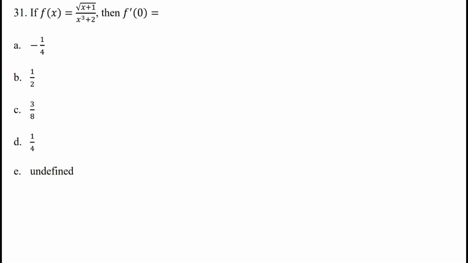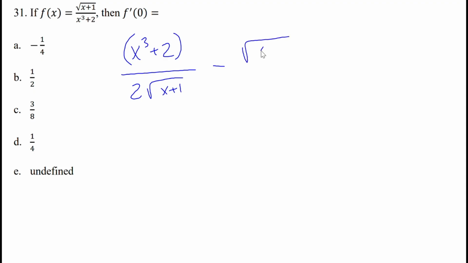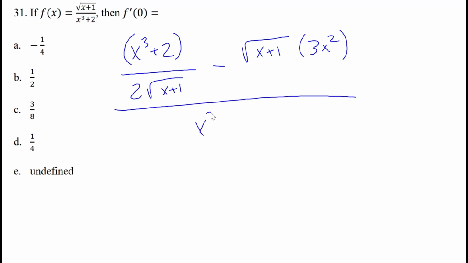For number 31 here, we just want the derivative of this function at 0. And our derivative here we're going to find using the quotient rule, because it's a quotient of two functions. So it should be the denominator times the derivative of the numerator, which will be 1 over 2 root x plus 1, times the derivative of x plus 1, which is just 1, so I don't need to worry about that. And then minus the numerator, root x plus 1, times the derivative of the denominator, which is 3x squared, all over that denominator squared.